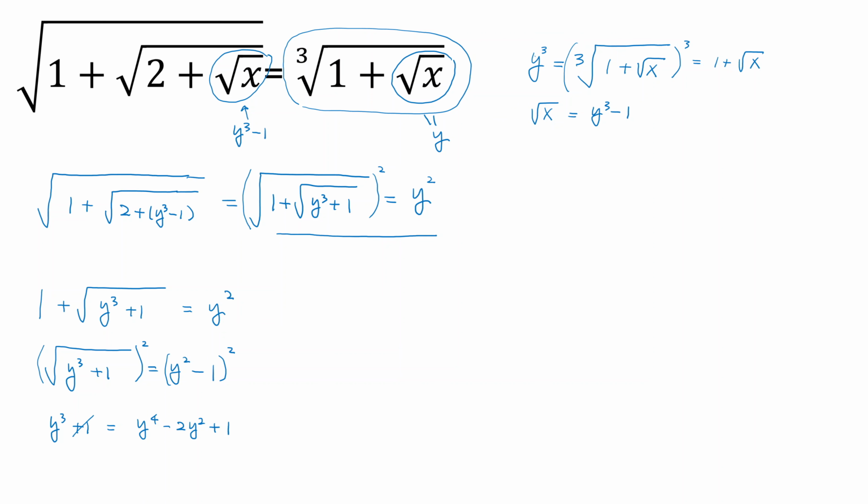Now we have 1 on the left hand side as well as the right hand side. We can cancel this out. When you rewrite this, what you have here is y to the power of 4 minus y cubed minus 2y squared equal to 0. We have y squared as a common factor, so you can just take the common factor out. So y squared with parentheses y squared minus y minus 2 equal to 0.